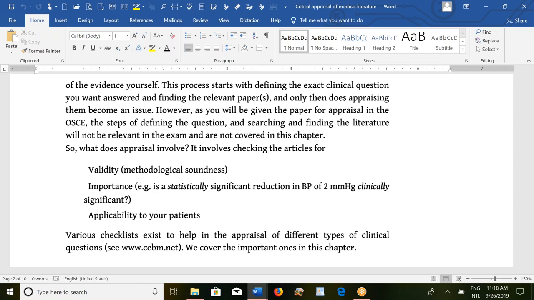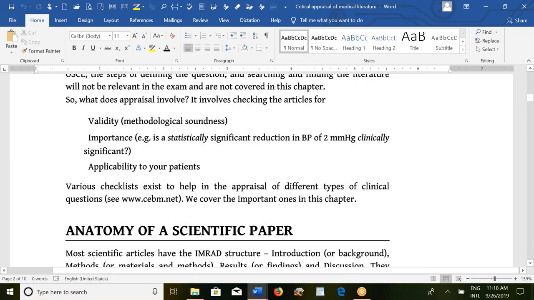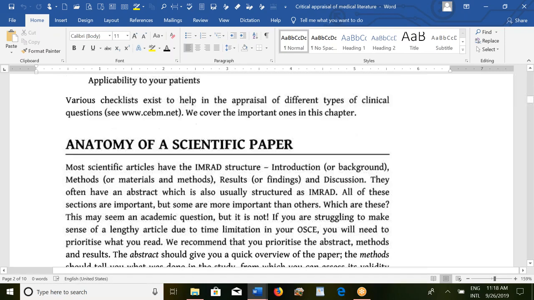So what they will do is give you a paper to appraise, and you need to check: is this a valid document? Was the correct method used for analysis? Then, what is the importance? Is a statistically significant reduction in BP of 2 mm mercury clinically significant or not? Then, is it applicable to my patients or not? There are many checklists for appraisal of different types of clinical questions, and we will do the important topics here.